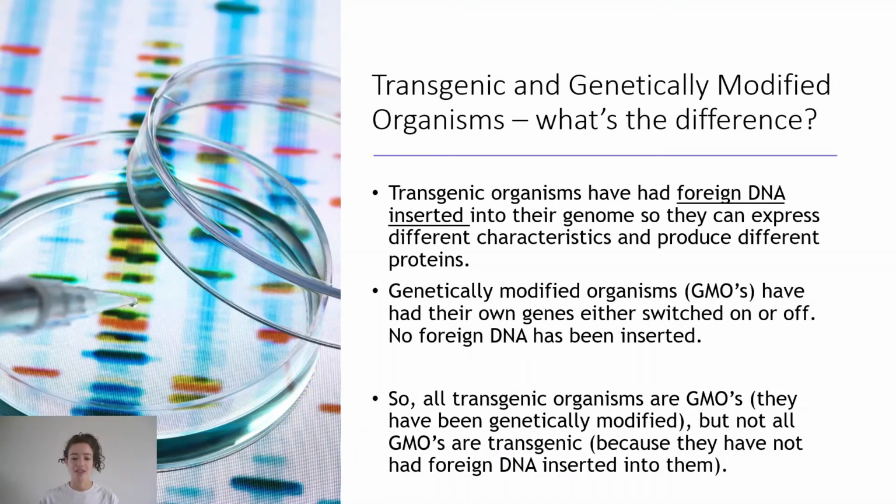Okay, so firstly, just some clarification between the difference between transgenic and genetically modified organisms. So transgenic organisms have had foreign DNA inserted into their genome so that they can express different characteristics and produce different proteins. Genetically modified organisms have had their own genes either switched on or off. So no foreign DNA has been inserted into a GMO. So all transgenic organisms are GMOs because they have been genetically modified, but not all GMOs are transgenic because they have not necessarily had foreign DNA inserted into them.